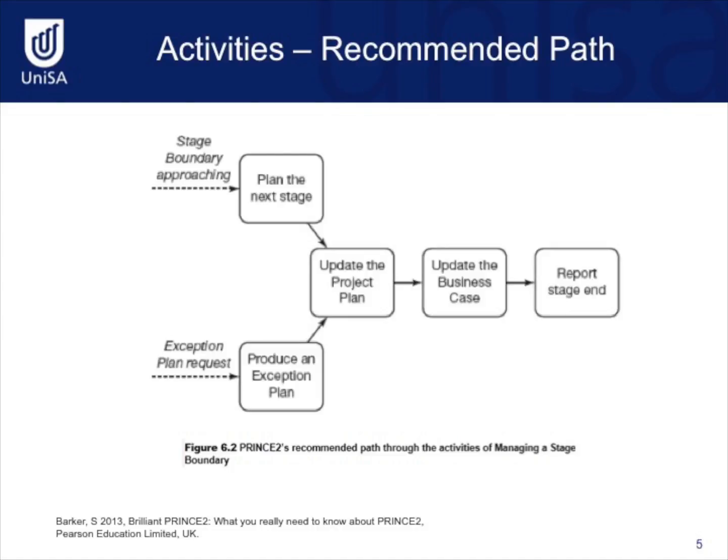As shown here, there are two paths that can be taken with the activities of managing a stage boundary. One path is with the stage boundary approaching and the next stage is planned. The other path is via an exception plan request because something has not gone according to plan and an exception plan is produced. The activities to follow remain the same, that is, to update the project plan, update the business case, and report the end of the stage.